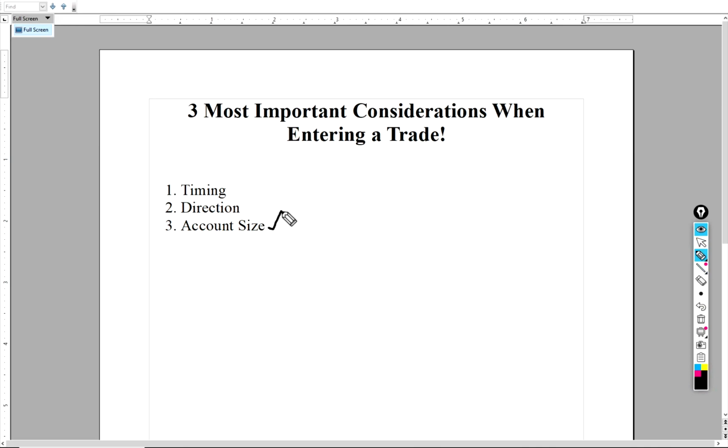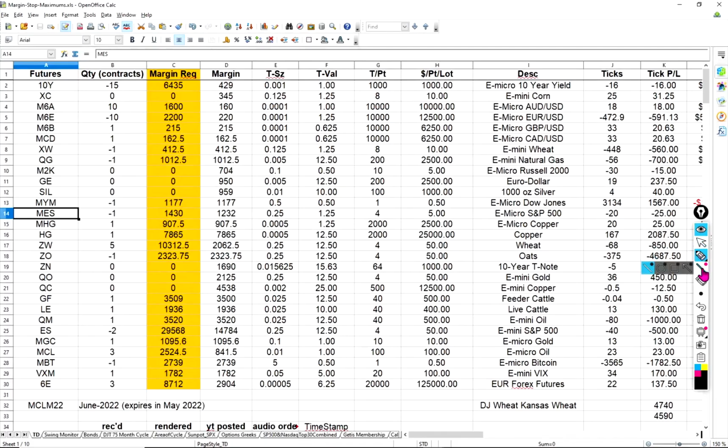All right, account size. We don't need to look at charts for this. If you have a small retail account, and how do you know, assuming we're trading futures here, if you got a small account, well, how do we know what small is? Let me switch over to an Excel spreadsheet.